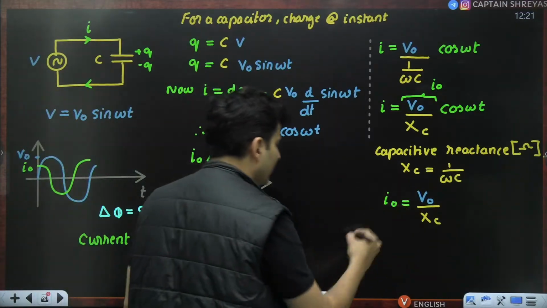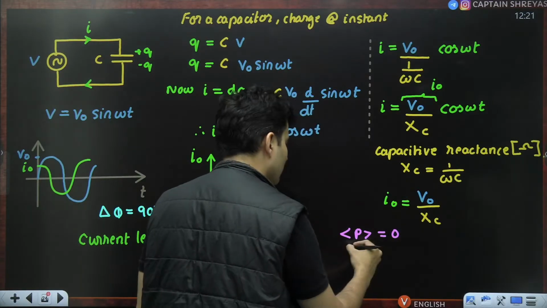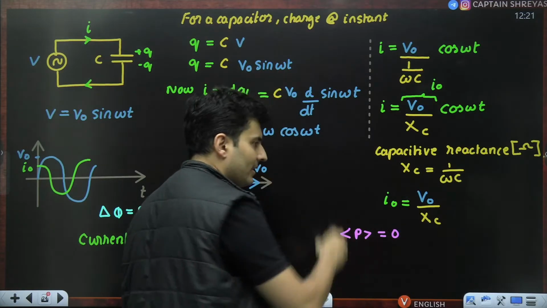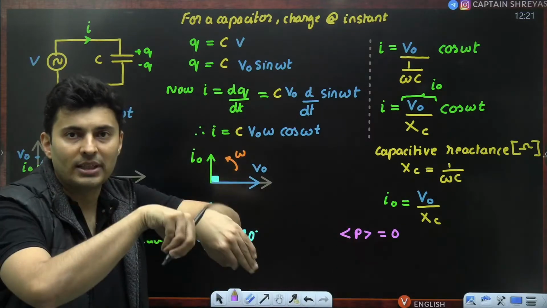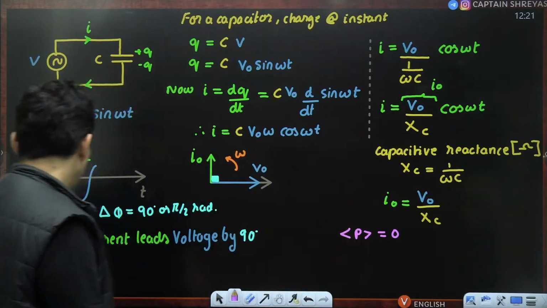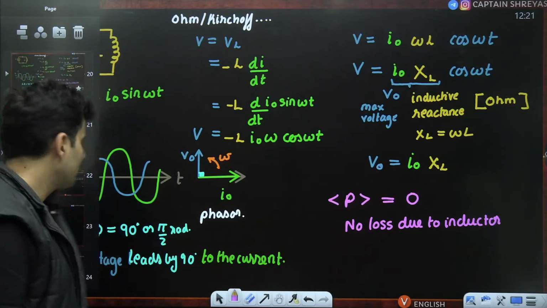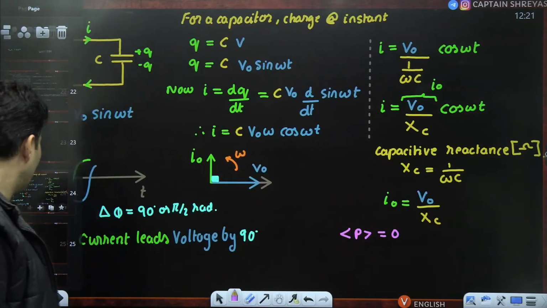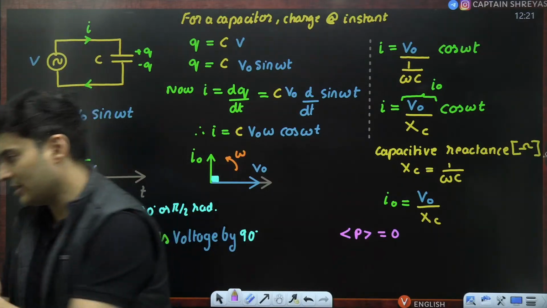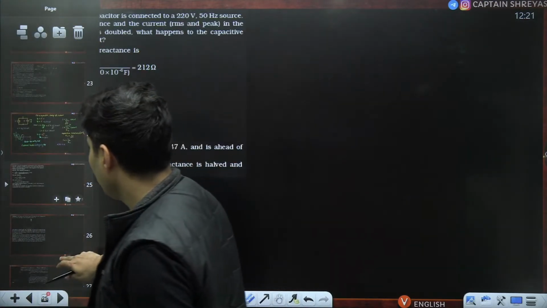So this is again very important. If somebody decides to calculate the average power, it will be 0. There is no power loss because the capacitor again has the ability to store the energy. It will not cause any losses. Just like the inductor had no power loss, here also the power loss will be a big fat 0. All right.